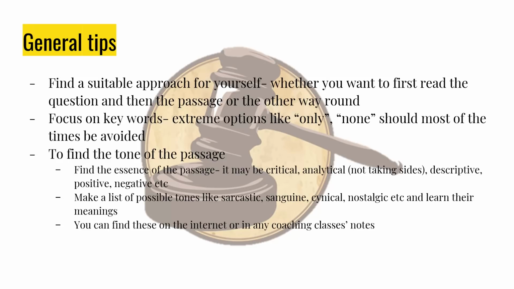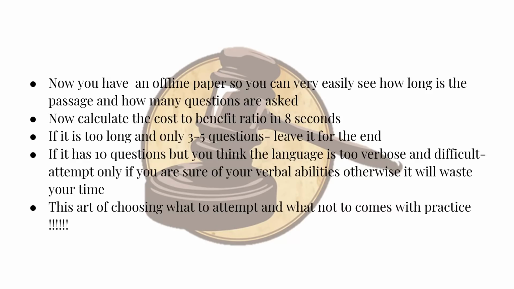Okay, a very good thing is that now you have an offline paper, so you can very easily skim through the passage. You can see how long the passage is, how many questions are asked, so you can calculate the cost to benefit ratio. It will take around 7-8 seconds. See, if it is too long and it has only 3-5 questions, then leave it for the end.